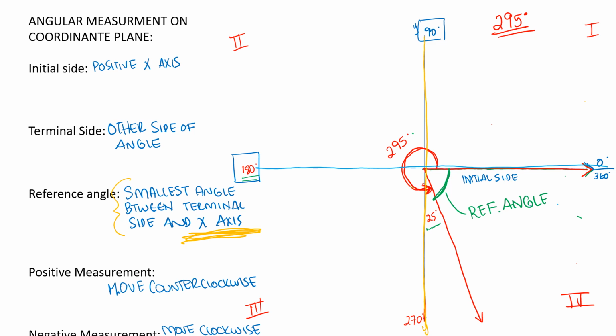Last one, 60-degree reference angle. So initial side is the same. I want to make 60 degrees between the x-axis and my terminal side, and I want to know what's the measurement of this whole angle right here. You see the pattern. Do 60 plus 180 because I'm 60 degrees past the 180, and if you do 60 plus 180, you're going to get 240 degrees. So 240 degrees has a reference angle of 60 degrees.